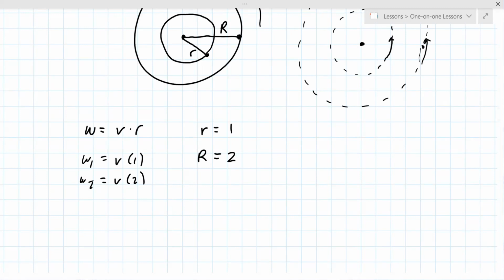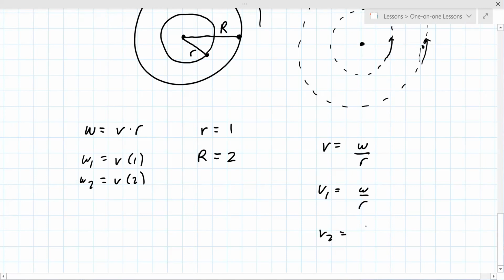All right. And then V is equal to W over R. I don't even know if this is covered in your class, but V1 is W over little r, V2 is W over big R. So if W is the same in both, we're making a different assumption here. This is the kind of thing you do in physics. If big R is larger than little r, how does that affect V1 and V2? And again, think of numbers like dividing by 1 versus dividing by 2.